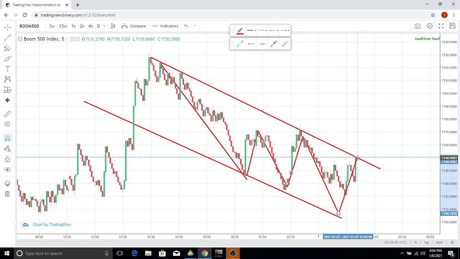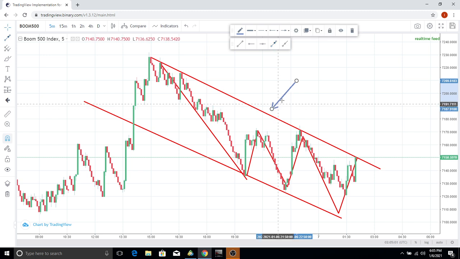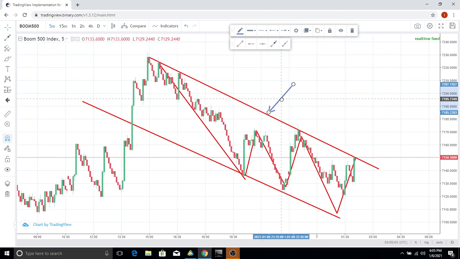What do we expect now in this market? Since our line has not been broken, this trend line is not broken yet, so we should expect another pullback downward.